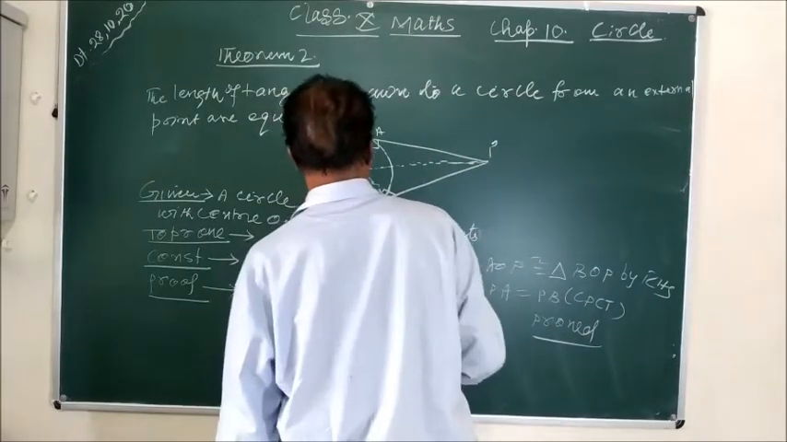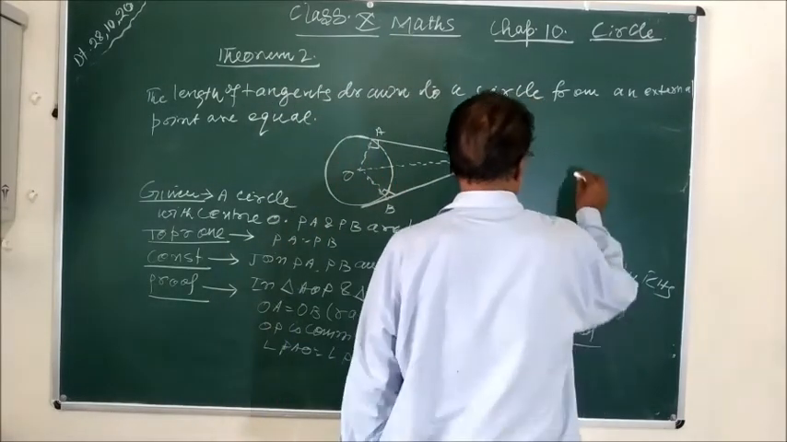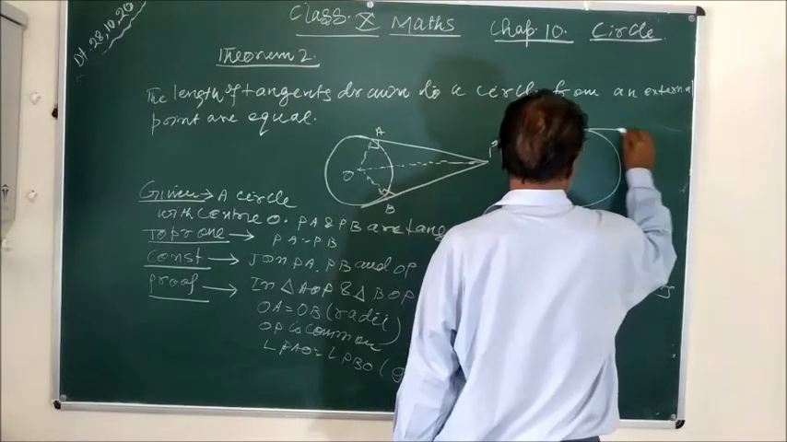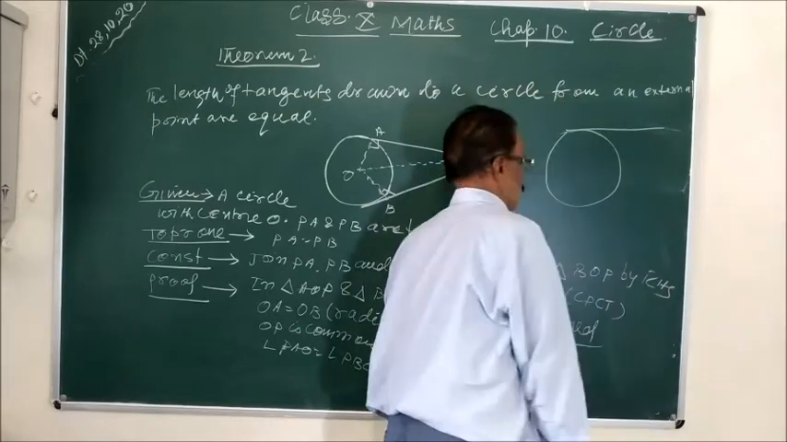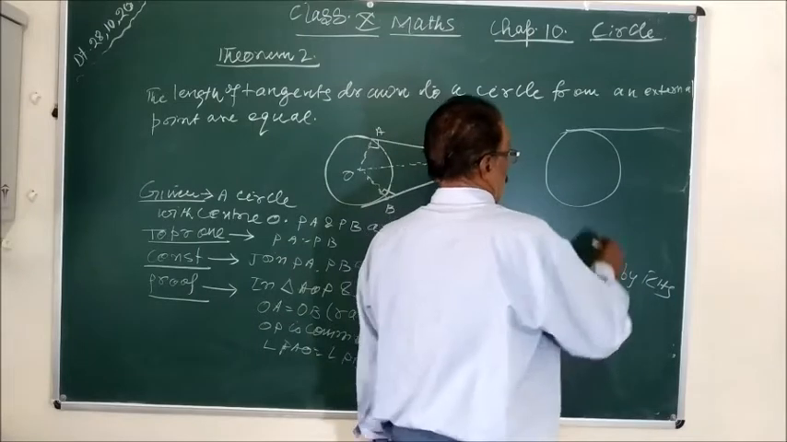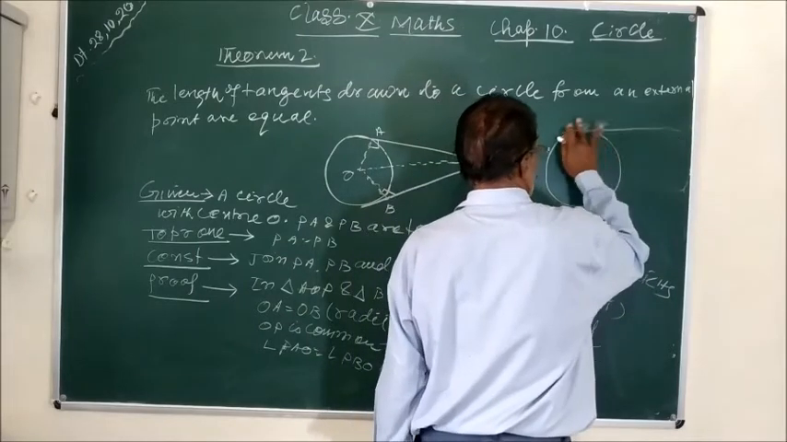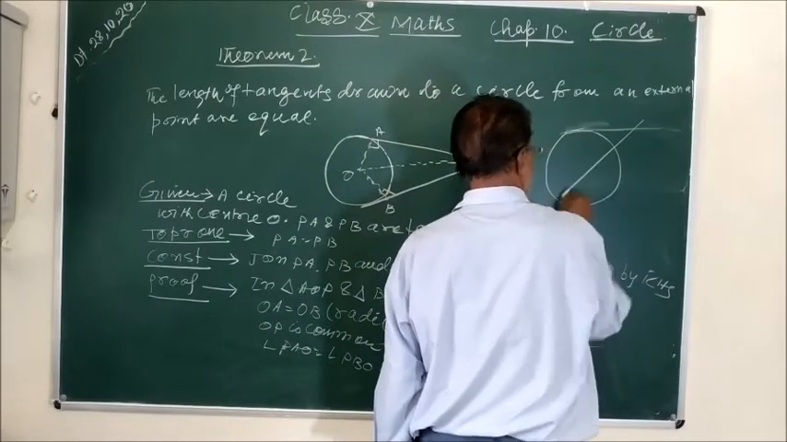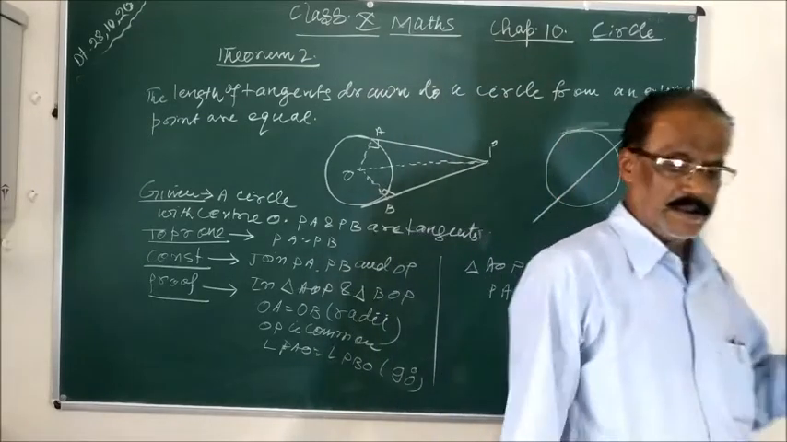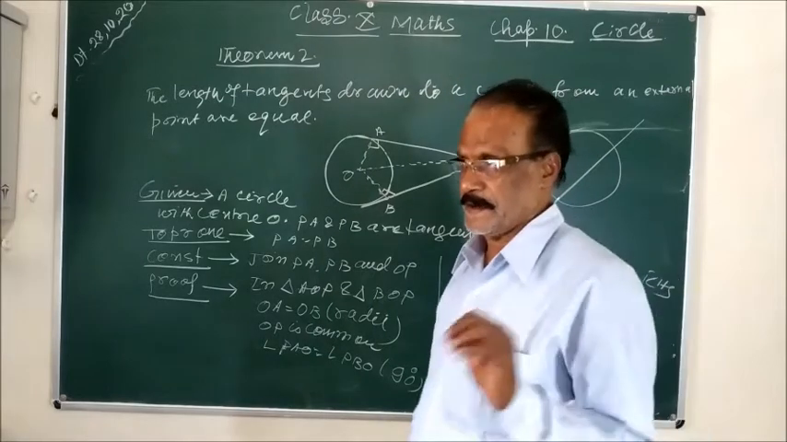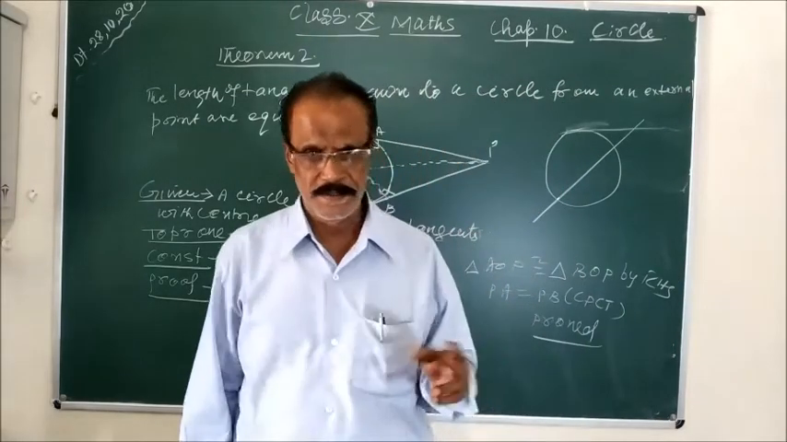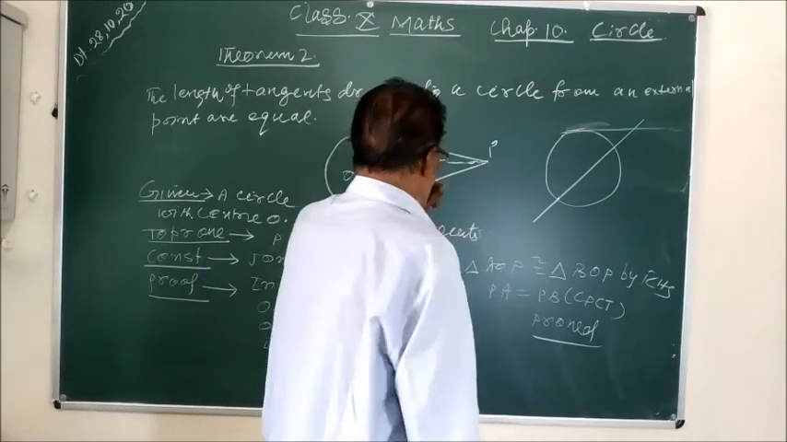Before starting the theorem, I would like to remind once again what a tangent is. Tangent is a line which intersects the circle at only one point. If I ask you, if a line intersects the circle at 2 points, what is the name of this special line? This is called secant. So you understand the difference between tangent and secant?